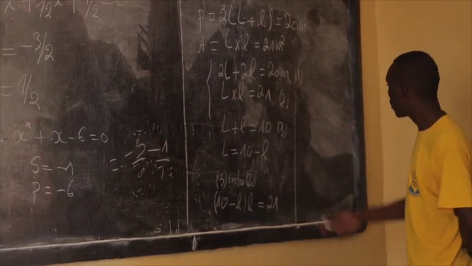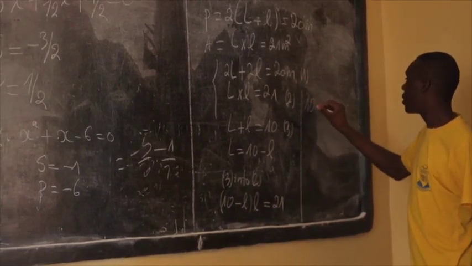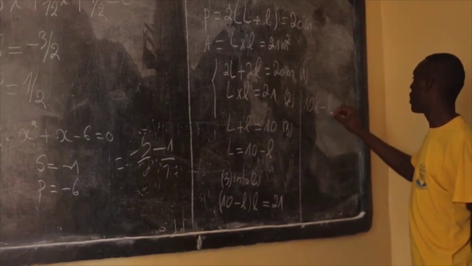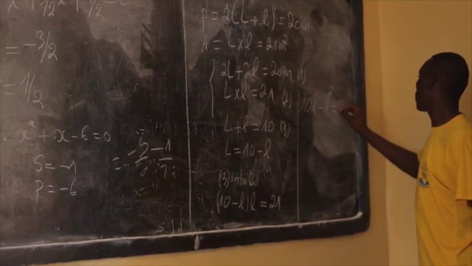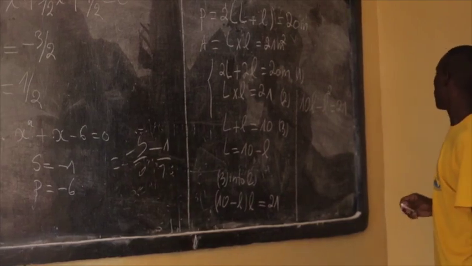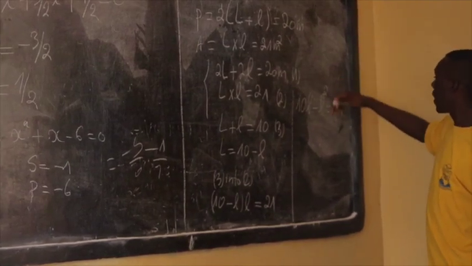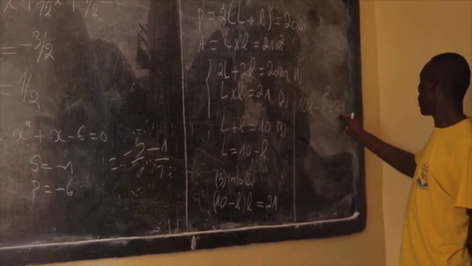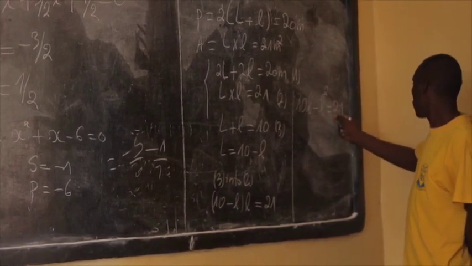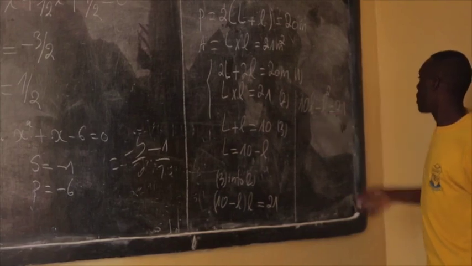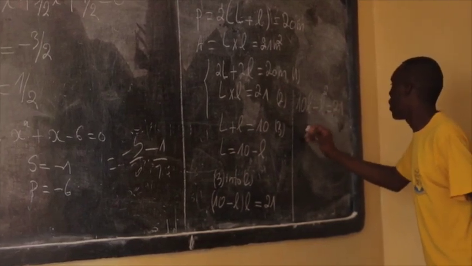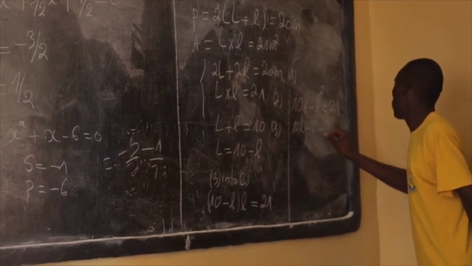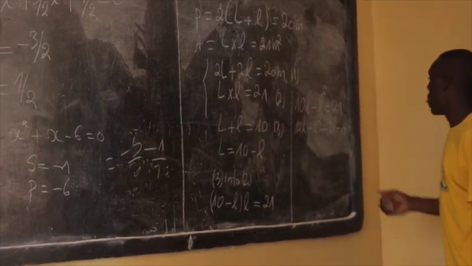Length times 10 equals 10 width minus L square equals 21. So we can move the 21 from the left side into the right side. 10 L minus L square minus 21 equals 0.